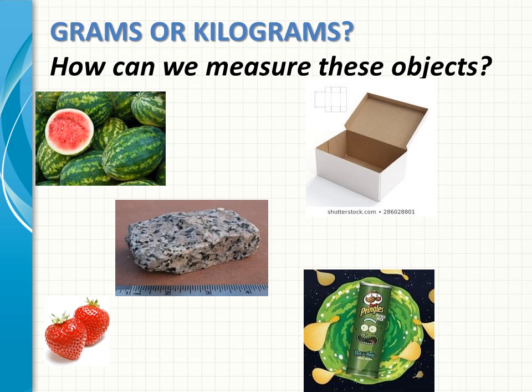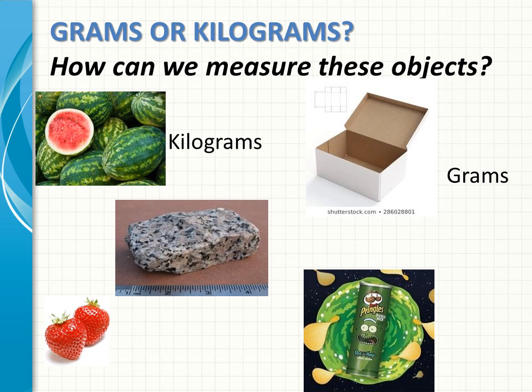So let us see, is the watermelon heavy or light? Great job, it's heavy. So how do we measure watermelon? Great, in kilograms because it is heavy. What about this box I have here? This box is just a very light box because it is empty. Is the box going to be heavy or light? Light. So how do we measure? Great job, in grams because it is light.